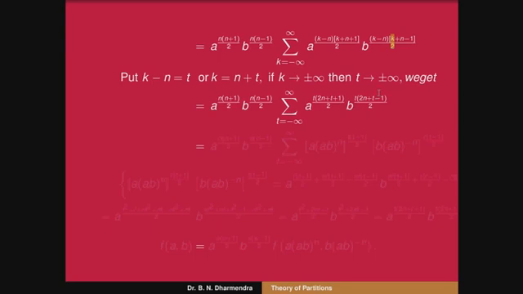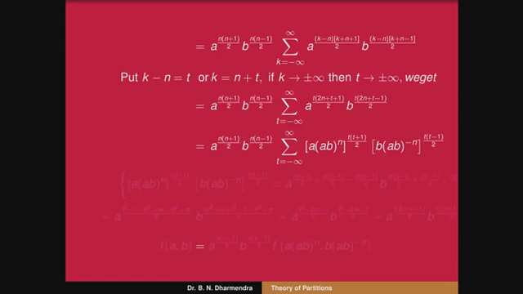So this overall term, a to the power of something and b to the power of something, can be written in terms of the theta function definition by using equation 1 in finite series. It can be rewritten as a to the power of n(n+1)/2 into b to the power of n(n-1)/2, where t varies from minus infinity to plus infinity.